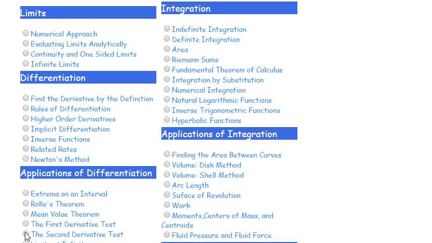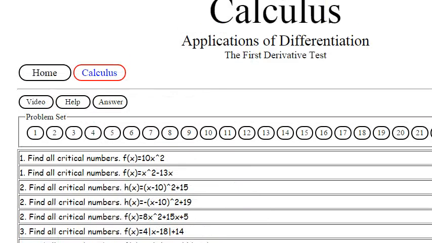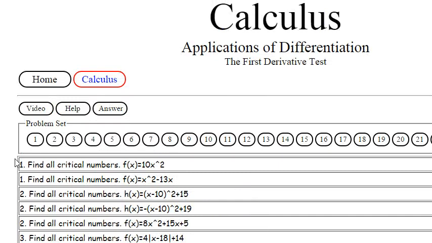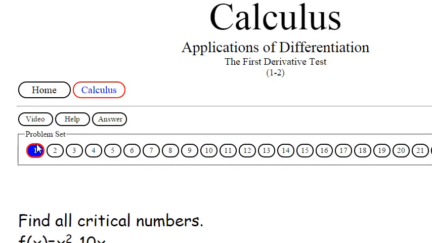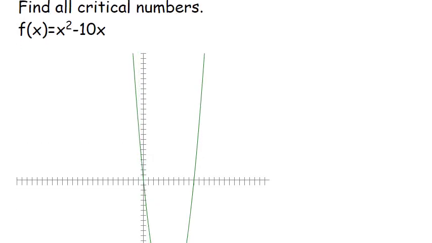We're down here at the first derivative test. What are we doing? We're looking at critical numbers, or finding a critical number of a function. And that looks like a good one right there.